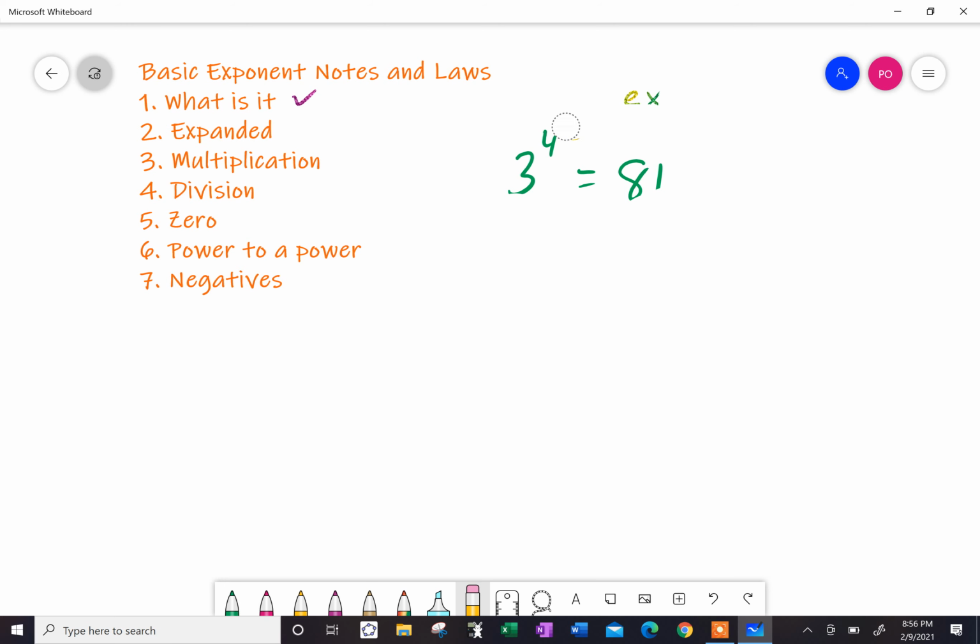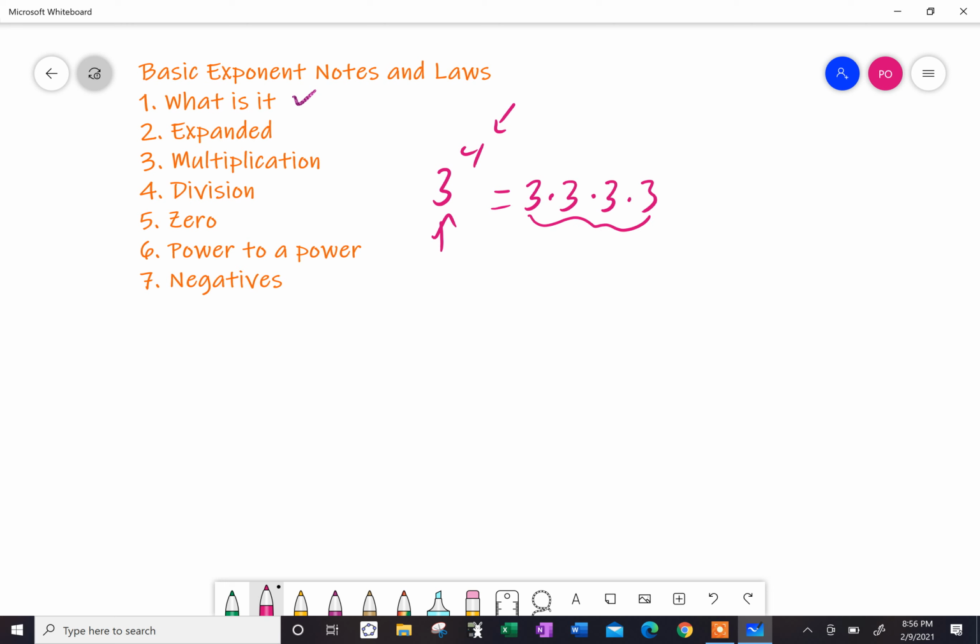you get that? And I will show you right now. What you do is, if you have 3 to the 4th, the exponent tells you how many times to multiply your base by itself. So 3 times 3 times 3 times 3. And that's what it is. That's expanded out. And 3 times 3 is 9. 9 times 3 is 27. 27 times 3 is 81. Check. Done.